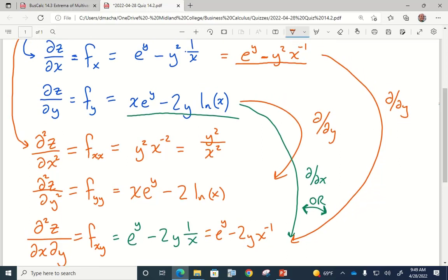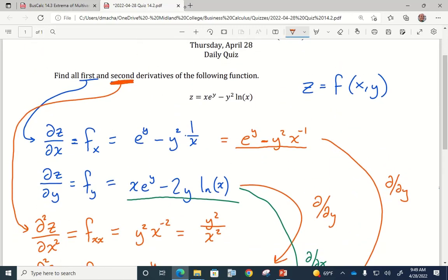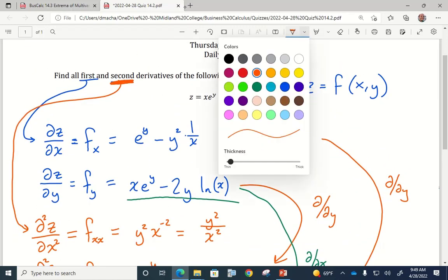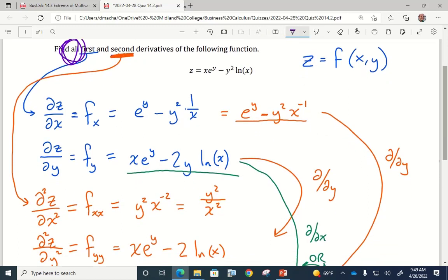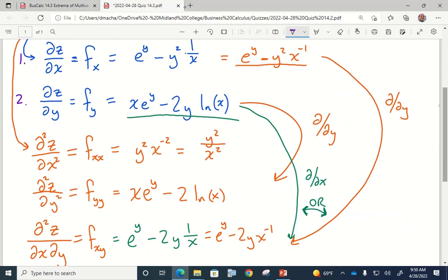So, for those of you that just came in, your quiz question today just asks you to find all first and second derivatives. And if you see a question about all first and second derivatives of this kind of function, where I have a dependent variable z, and it's a function of two independent variables, x and y, then that means there's going to be two different first derivatives you could take. You could take either the partial of z with respect to x or the partial of z with respect to y. And then there's actually going to be 3 different second derivatives you can take.